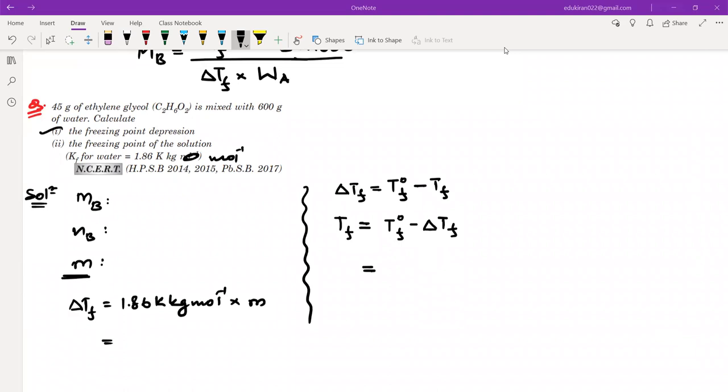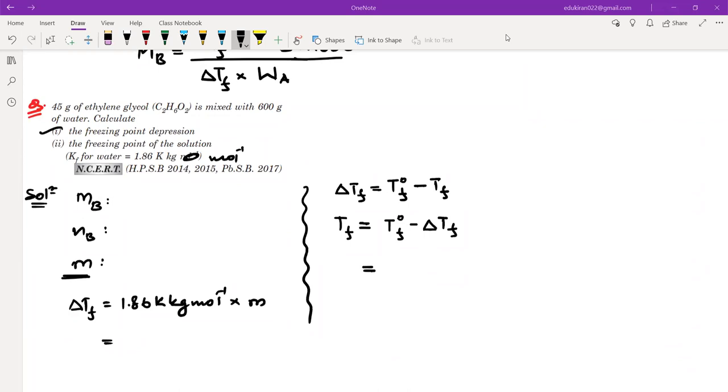Khalil, yes. Molality, no. There's some mistake. What is the molar mass of ethylene glycol, Khalil? Ethylene glycol ka molar mass kitna aaya hai aapka? 60. No. Phir se calculate kijiye. Minashi, kuch calculation mistake hai, but I will allow that much, okay?